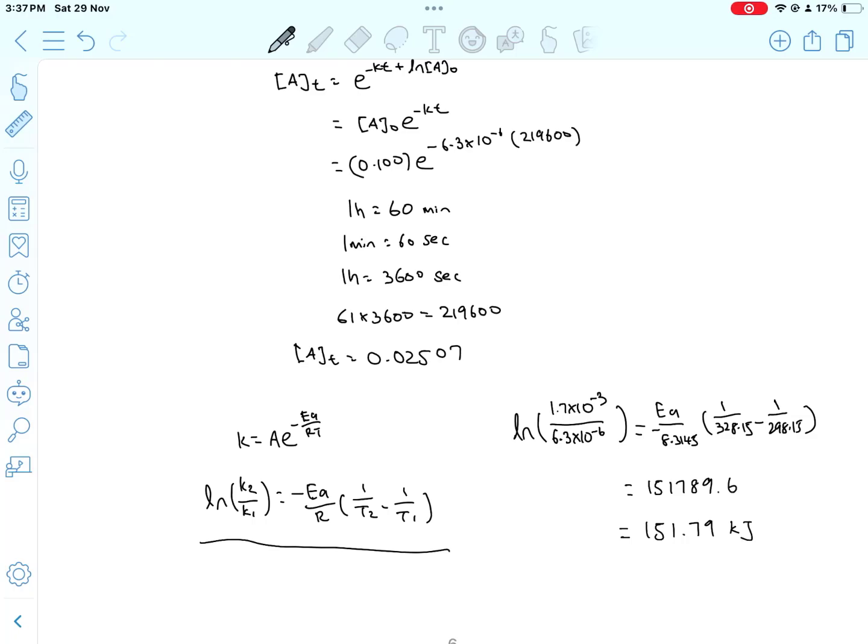And you can check that this is actually correct because by increasing temperature, your rate increases. So it cannot be negative activation energy. Yeah.